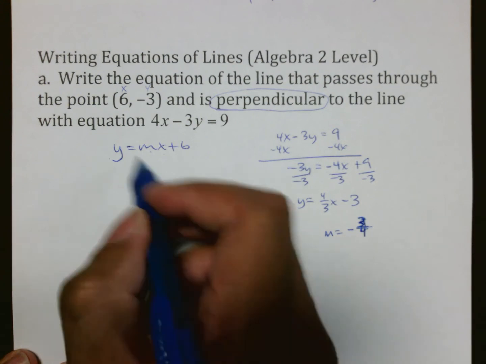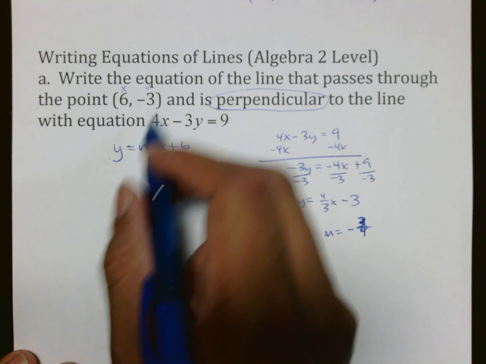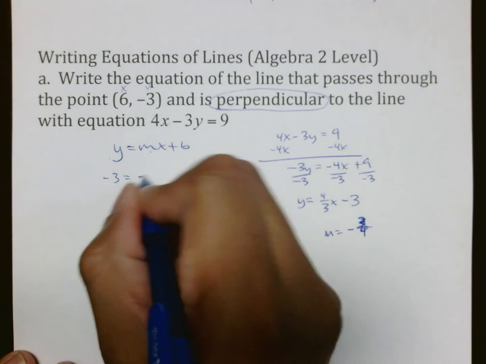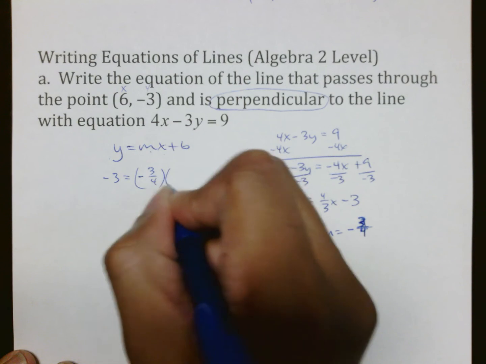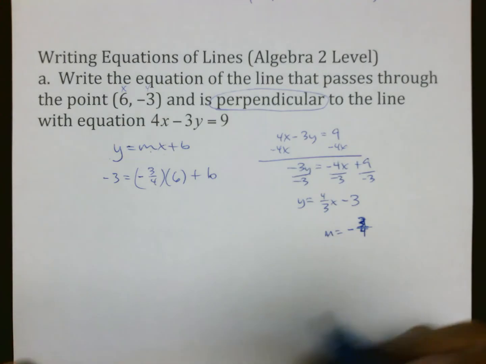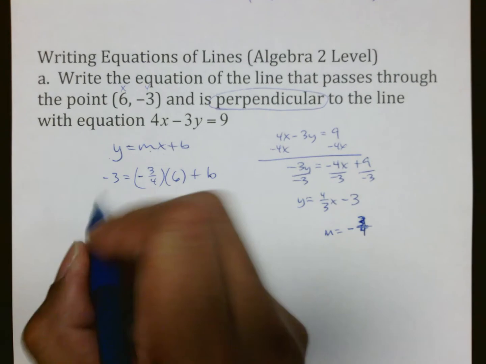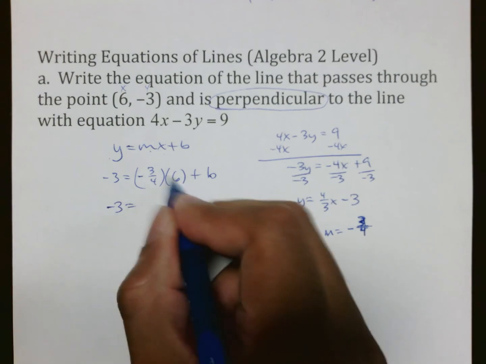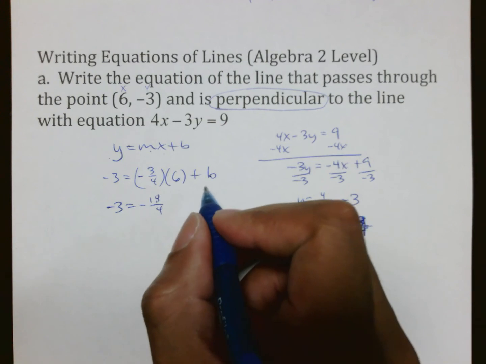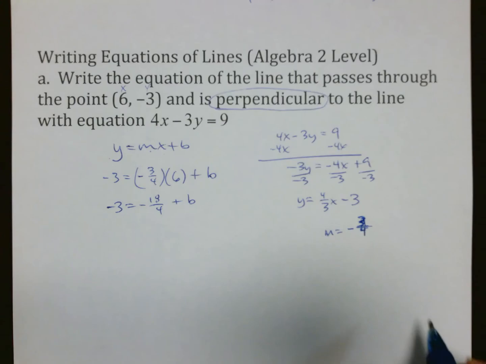So now we come back over here and we continue the process. y is negative 3. m is negative 3/4. x is 6. Plus b. Anyway, now we keep going. Negative 3 turns into negative 18/4 plus b.